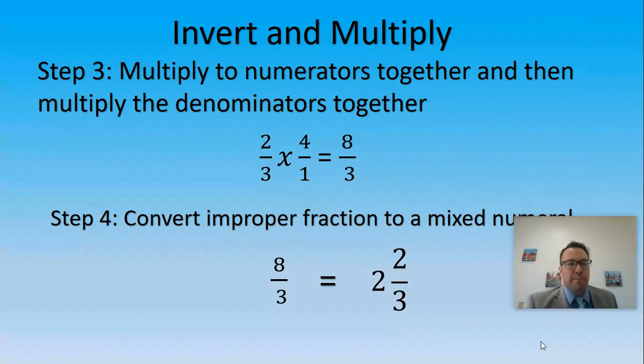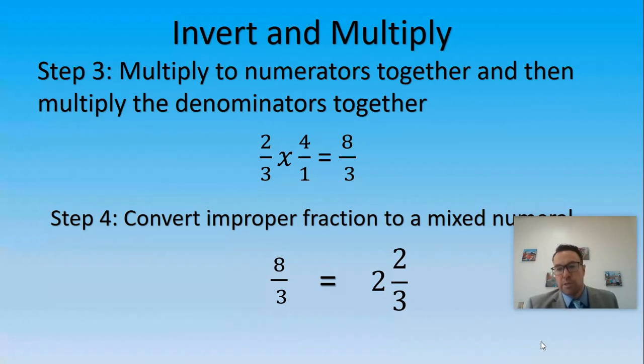Once I do that, it's just simple multiplication with fractions. Numerators times numerators: 2 times 4 is 8. Denominator times denominator: 3 times 1 is 3. So I'm left with 8/3. Just convert that improper fraction to a mixed numeral, and it becomes 2 and 2/3. And that's as easy as it is.